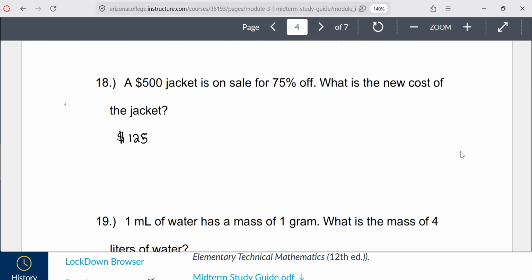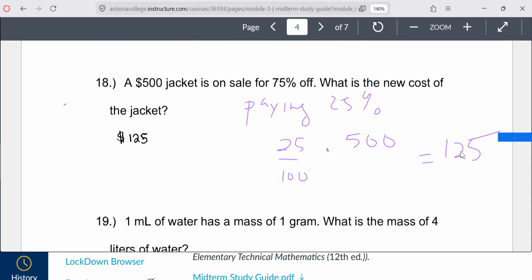Now, the first thing that I would think about is that if it's 75% off, it means I'm paying for 25%. I'm paying for 25%. So what is the new cost of the jacket? That is the 25%. So you do 25% times 500, and that should give you $125. Well, somebody might also decide to calculate the discount, the 75%, and then after that you subtract from 500. That is also another way to do it. But this is, I guess, quicker than that.